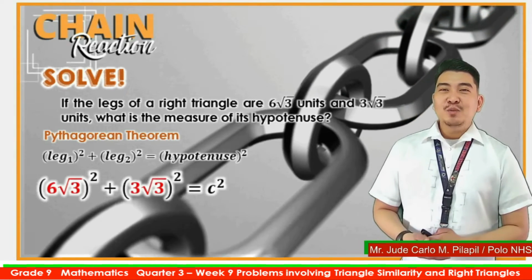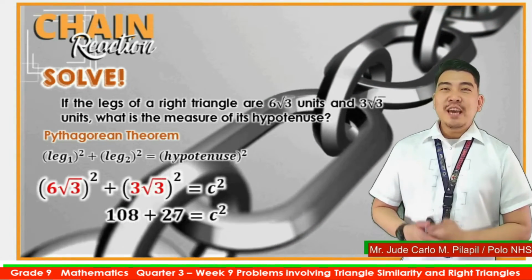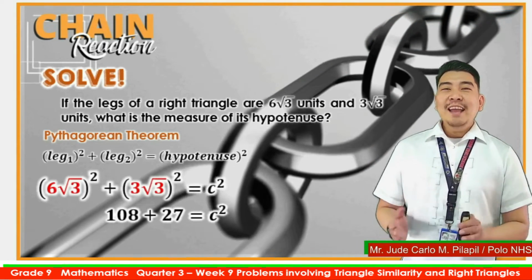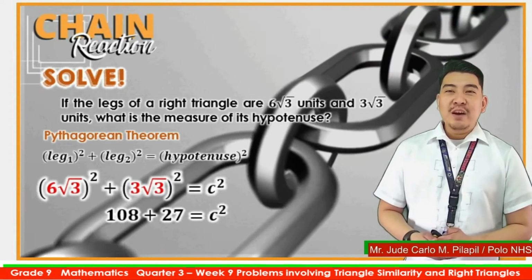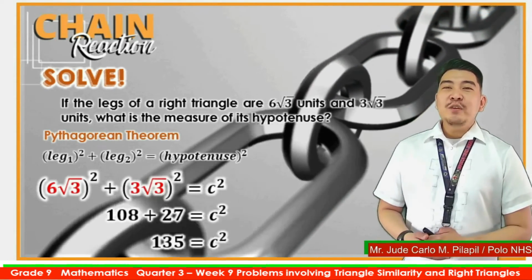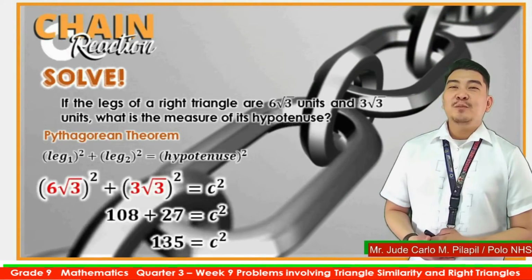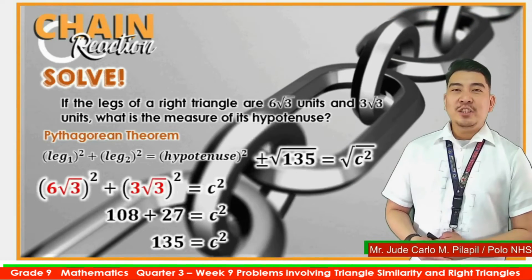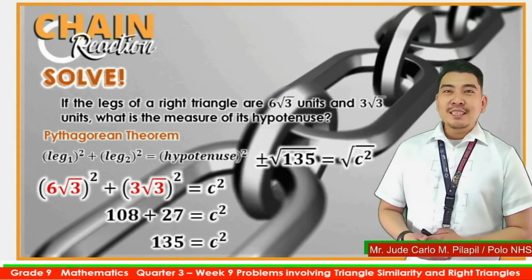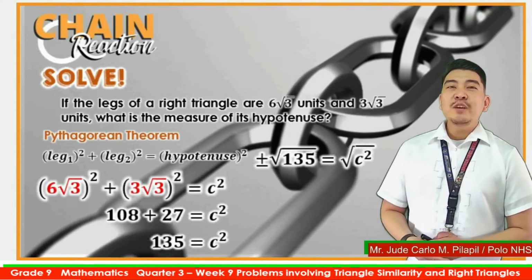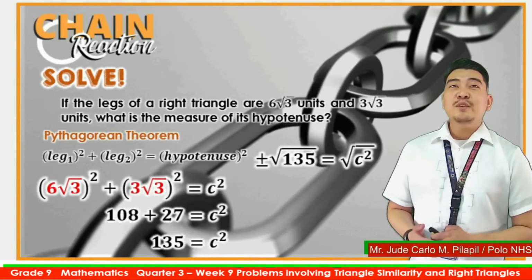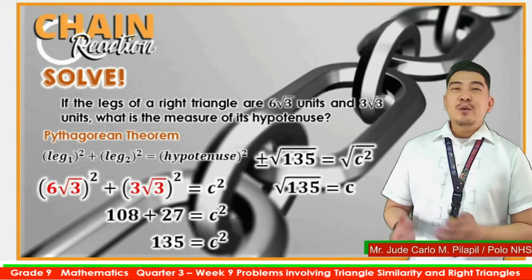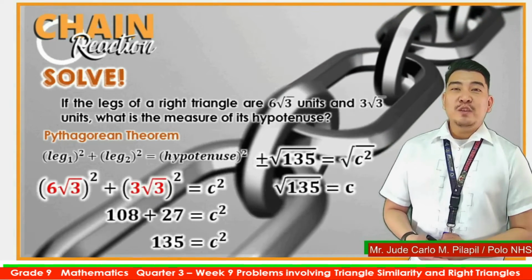Simplifying both addends will obtain 108 plus 27 is equal to c squared. Adding 108 and 27, 135 is equal to c squared is produced. Extracting the square roots of both sides of the equation, we will obtain positive negative square root of 135 is equal to the square root of c squared. Upon extracting, we will now have square root of 135 is equal to c.